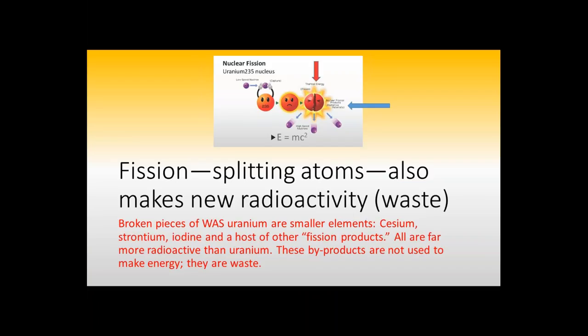Fission is the splitting of the atoms, and it makes new radioactivity, or waste. Broken pieces of uranium are smaller elements: cesium, strontium, iodine, and a host of other fission products, all more radioactive than the original uranium. These byproducts are not used to make energy; they are waste. In fact, the fuel that comes out of a reactor core after splitting of much of the uranium is millions of times hotter than the original uranium that went in.